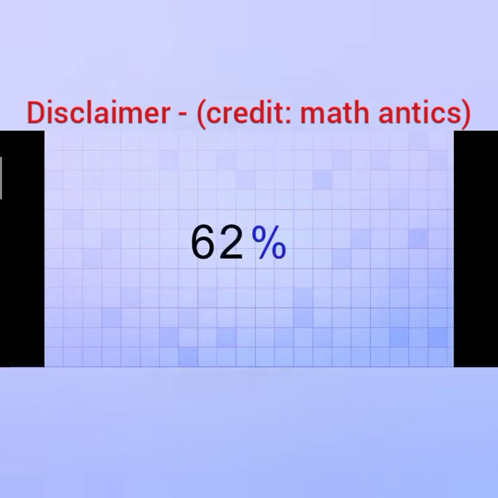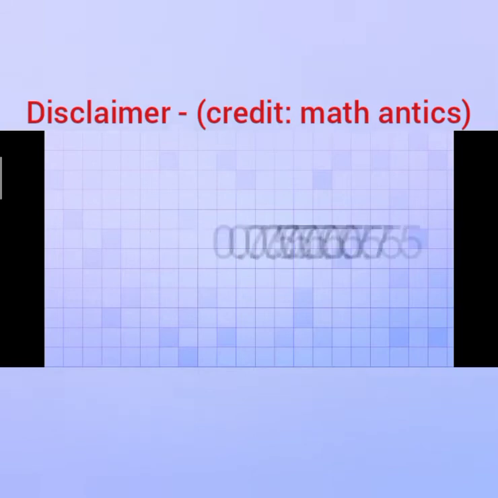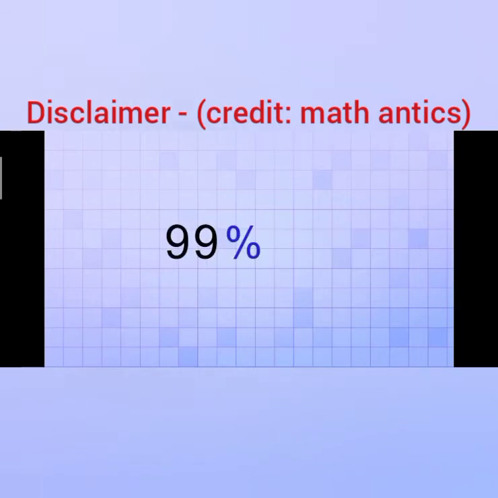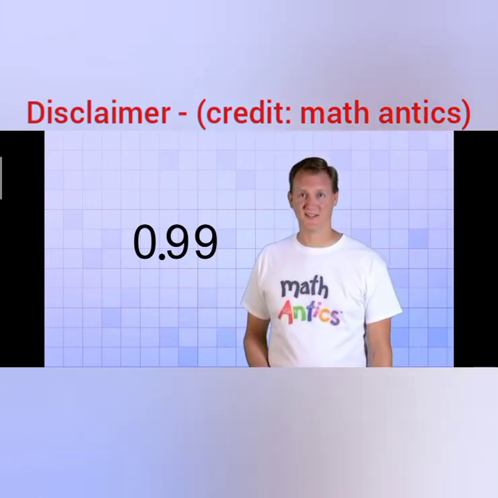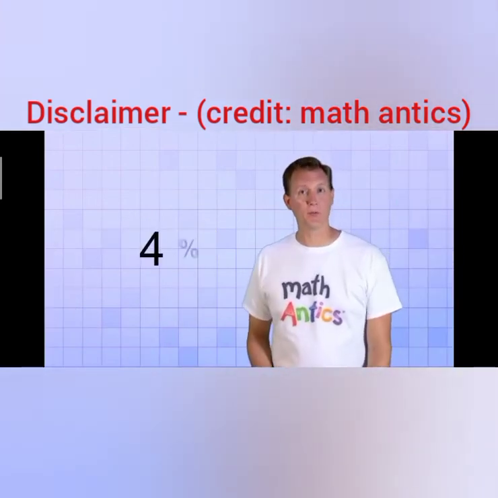For 62%, we move the decimal point 2 places to the left and get 0.62. Remember, we can put an extra 0 in front of the decimal point to be a placeholder and to make the decimal point easier to notice. For 75%, we move the decimal point and get 0.75. For 99%, we move the decimal point to get 0.99. Pretty cool, huh? Okay, but what about 4%?